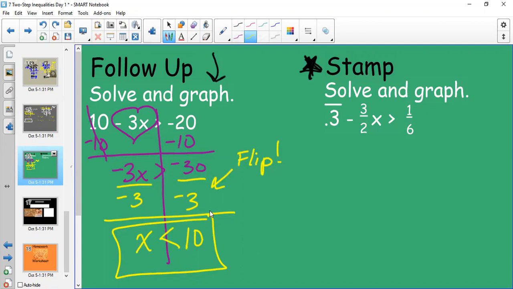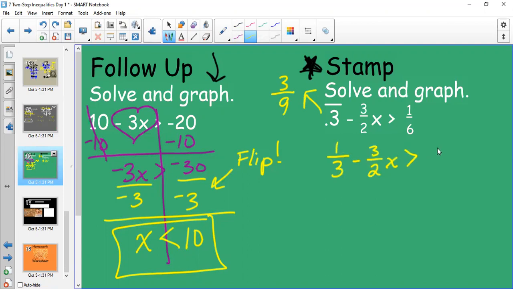All right, this one's super tricky over here. There's a few different ways of doing this. I would, if I were you, first change the repeating decimal to a fraction. So if it's repeating, one number repeating, we put it over 9. So 3/9, or that's the same as 1/3.